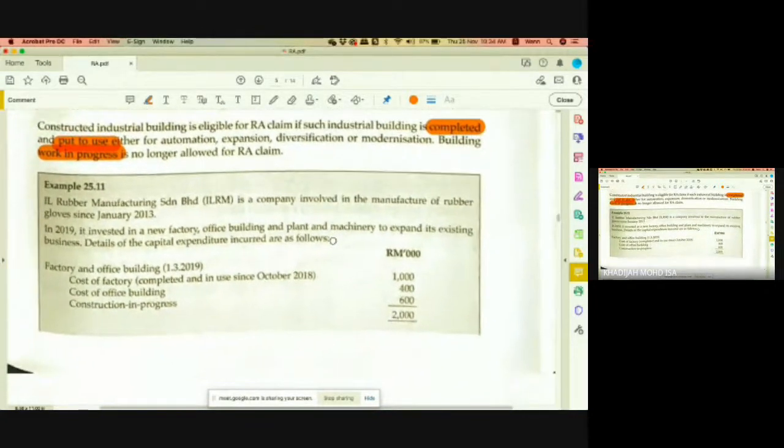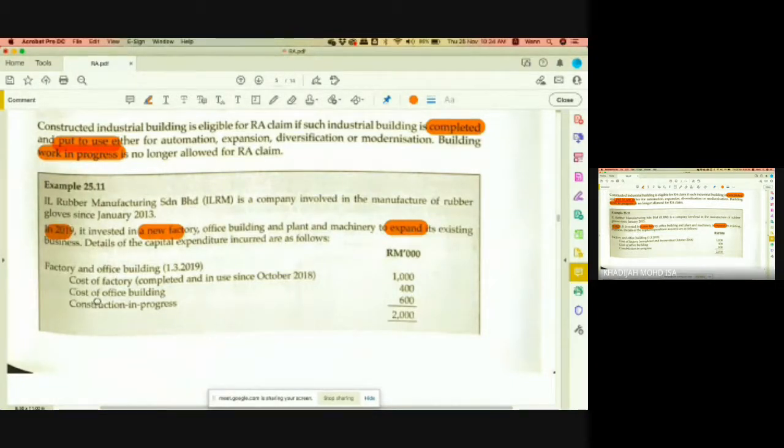All right. Example 25.11: IL Rubber Manufacturing is a company involved in the manufacture of rubber gloves since 2013. In 2019, it invests in a new factory, office building, and plant and machinery to expand. So here you have the expansion of its existing business. We have details where the cost of the factory is 1 million, completed and in use since 2018. So remember, you are doing that for 2019.